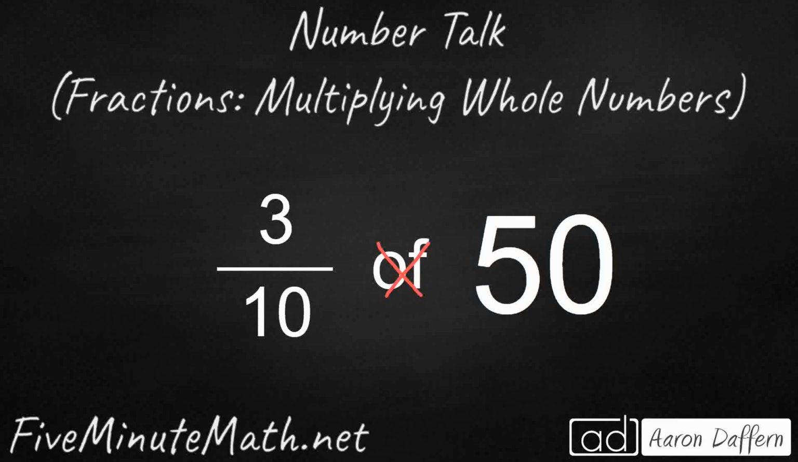One way would be to just break this 3/10 down to its unit fractions. So 3/10 is another way of saying the unit fractions 1/10 plus 1/10 plus 1/10. If I can figure out what 1/10 of 50 is, then I can just add that 3 times, or multiply that by 3. So let's see, 1/10 of 50, or 1/10 times 50.